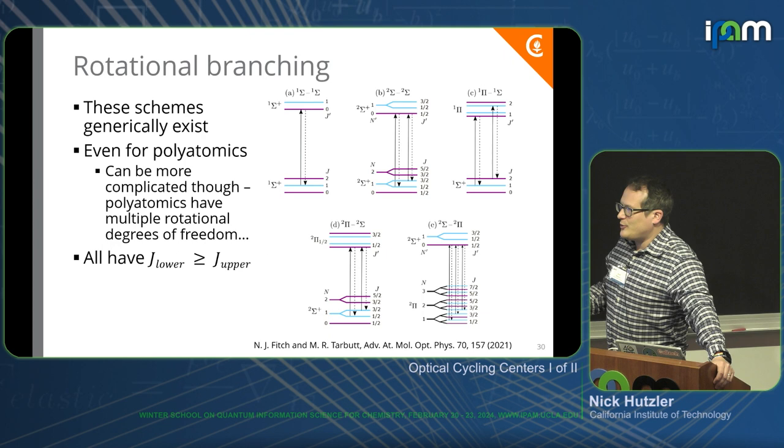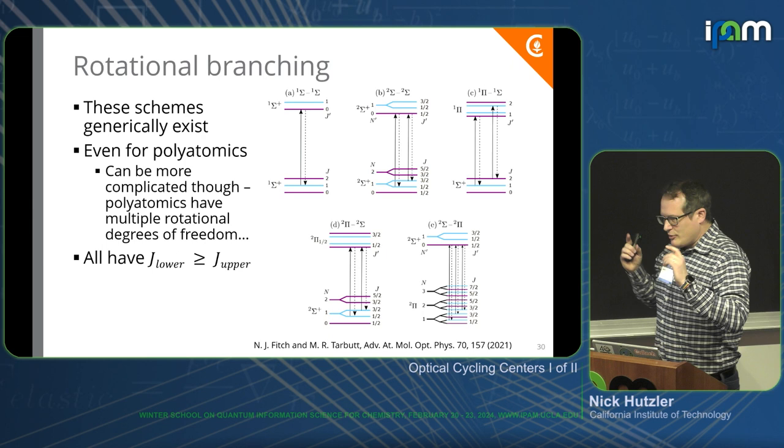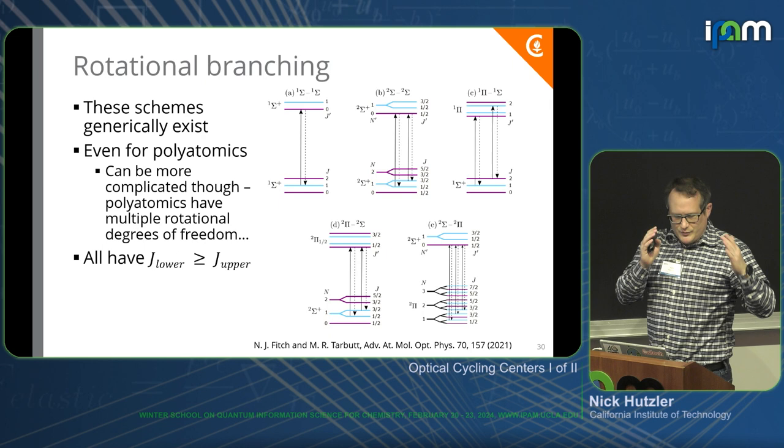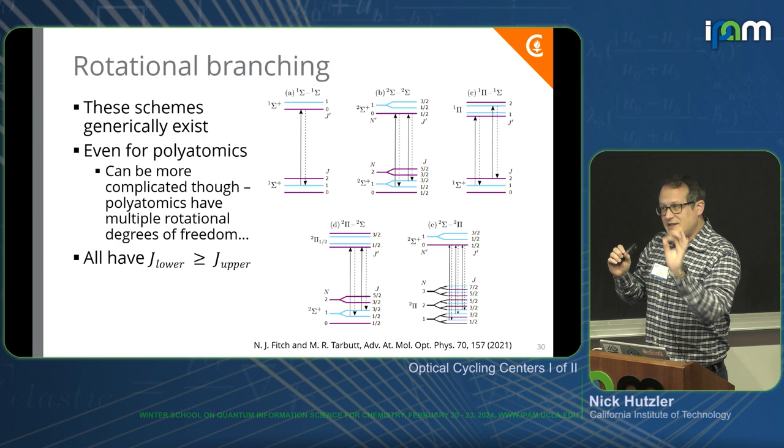The catch is that J is not a good quantum number. The good quantum number is F. Or I guess another way to think about it is the rotation and the other degrees of freedom are coupled. And so this trick of going from one to zero rotational quanta, you can't just address the rotational quanta in the molecule because they're all actually coupled with each other.